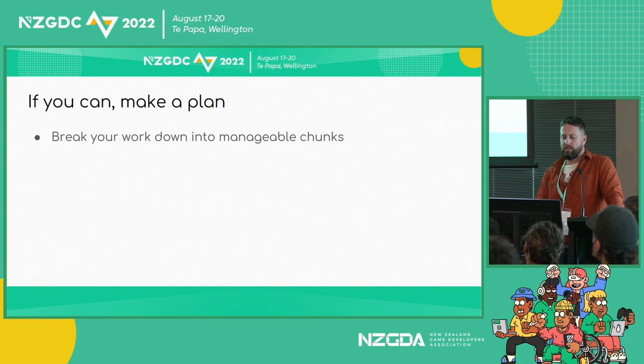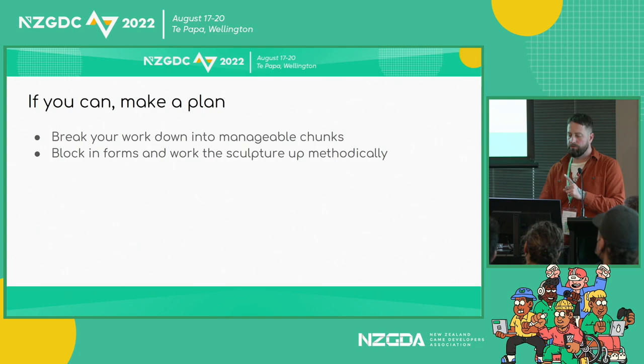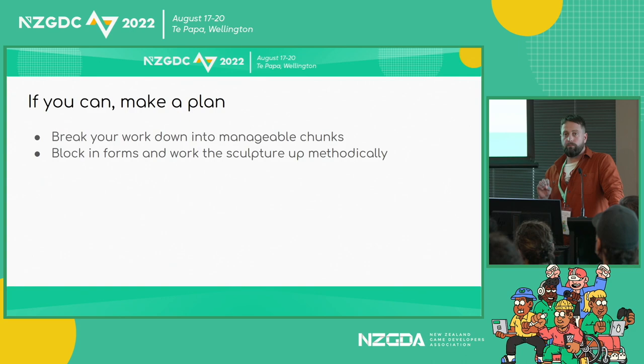So make a plan. Break things down into manageable chunks. This is what you're going to need to be doing in a company anyway. But if you don't work in a company and you're trying to get better, breaking things down for yourself is going to be super important. Manageable chunks, that's the key. Blocking in the forms and working the sculpture up methodically. That was a hard word to say for some reason. Building it methodically is the key.